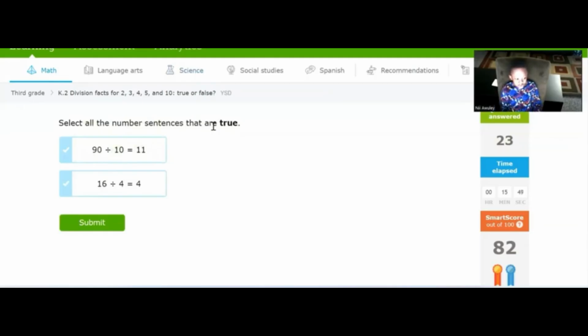Select all the number sentences that are true. Divided by 10 is 11. This answer is false. 16 divided by 4 is 4. That answer is correct because 4 times 4 is 16.